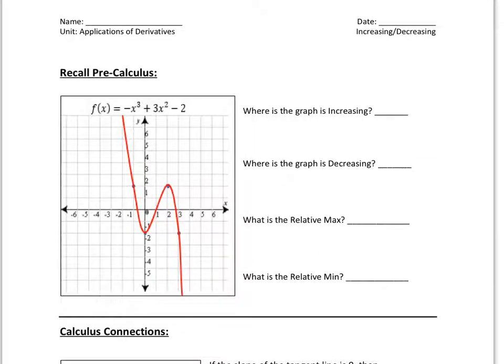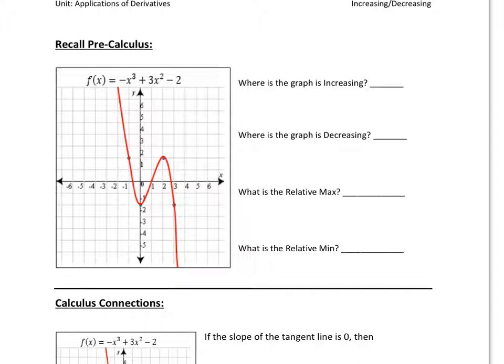Hi everyone, in today's lesson we're going to talk about increasing and decreasing functions as well as maximums and minimums. So in pre-calculus we were taught the following things. Given a graph, we were able to find where the graph is increasing, where the graph is decreasing, what is the relative max, and what is the relative min. So just to recall, increasing and decreasing is like you kind of want to pretend you're on a roller coaster.